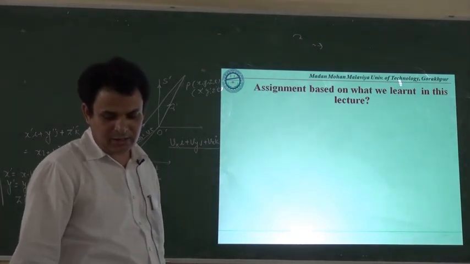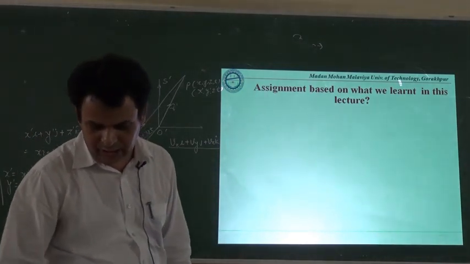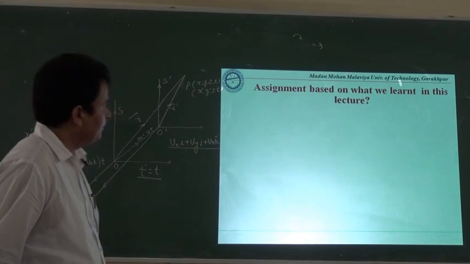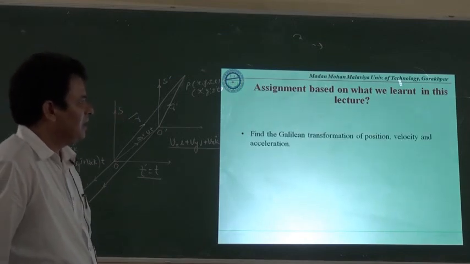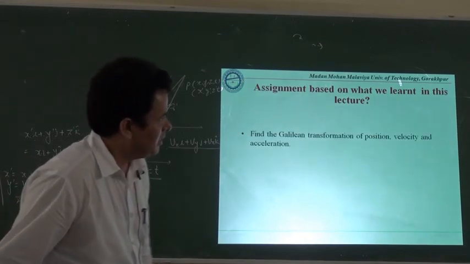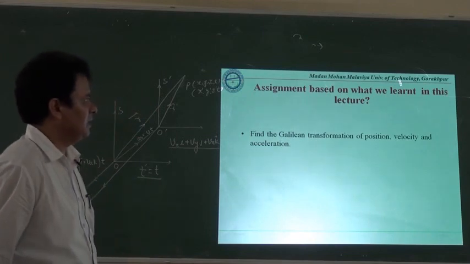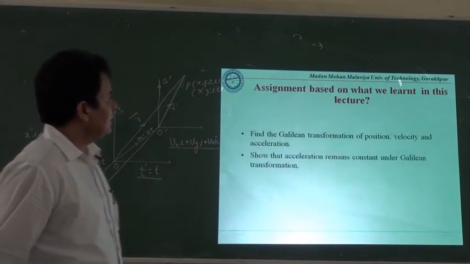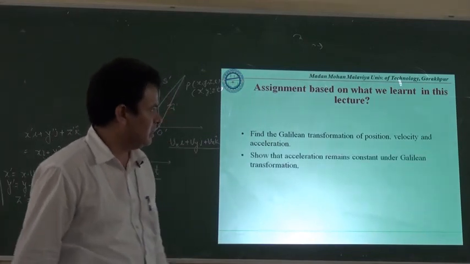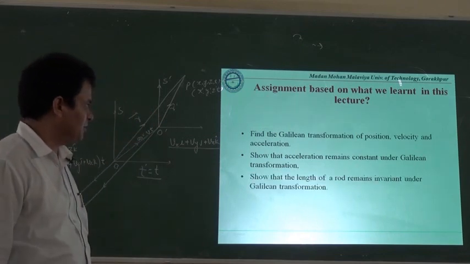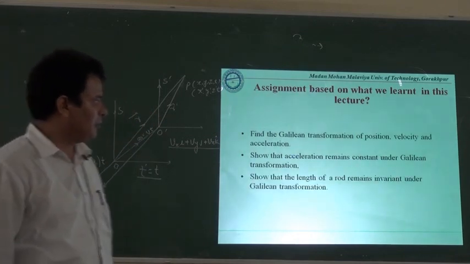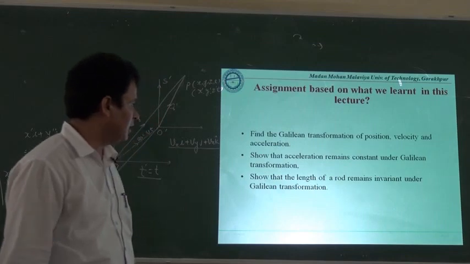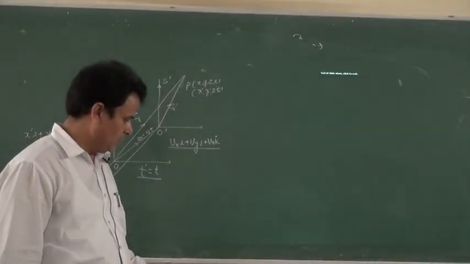As far as the assignment is concerned, you should take these questions: first, find the Galilean transformation of position, velocity and acceleration; show that acceleration remains constant under the Galilean transformation; and show that the length of a rod remains invariant under the Galilean transformation.